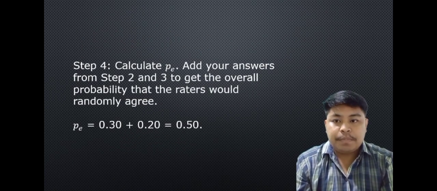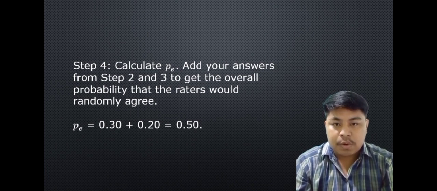For the fourth step, we will calculate the P sub E. We'll just add the answers that we get from step 2 and step 3 to get the overall probability that the raters would randomly agree. So, P sub E is equal to 0.30 plus 0.20, which is equal to 0.50.